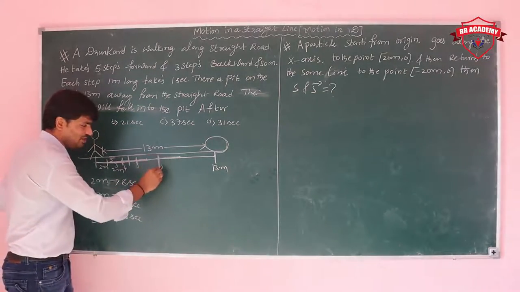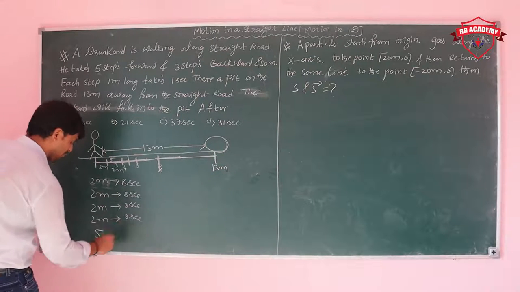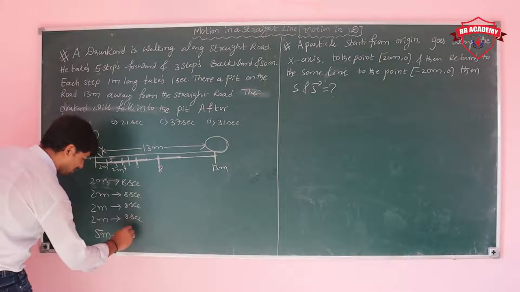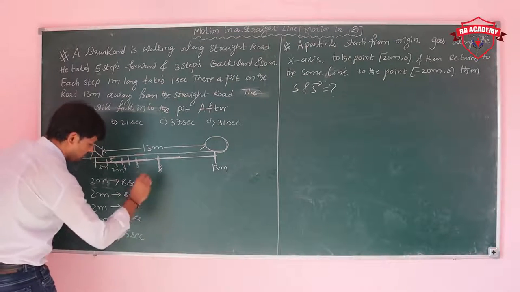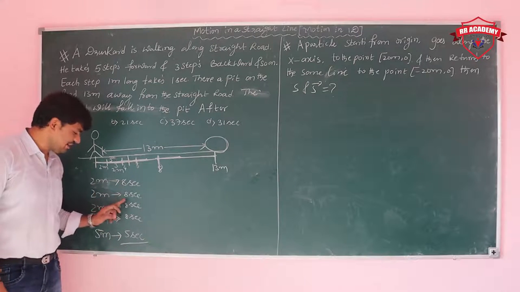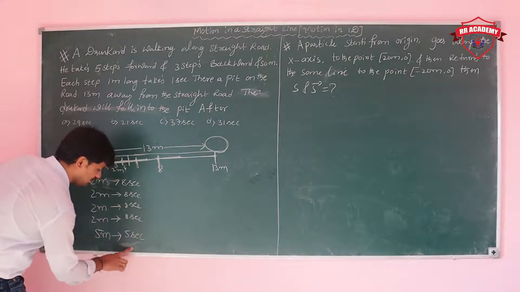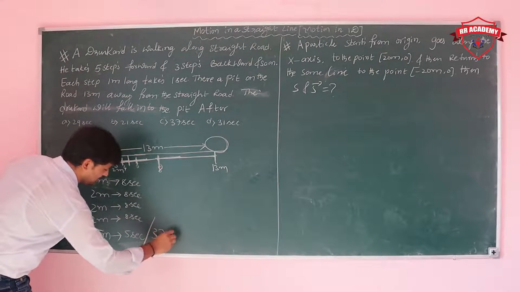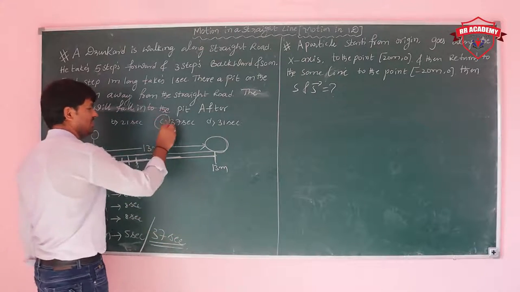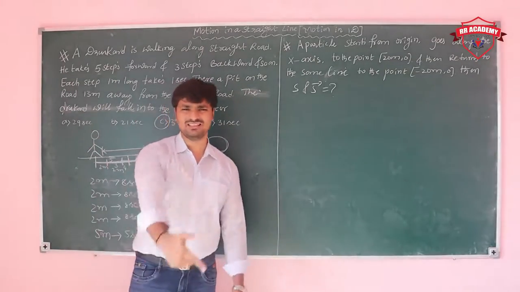So now from here, only 5 meters forward. After that, he is not able to come back because he is falling into the pit. How much time is taken? 5 seconds. Just add the time: 8 plus 8 plus 8 plus 8 is 32, plus 5. How much time is taken by the person to fall into the pit? 37 seconds.